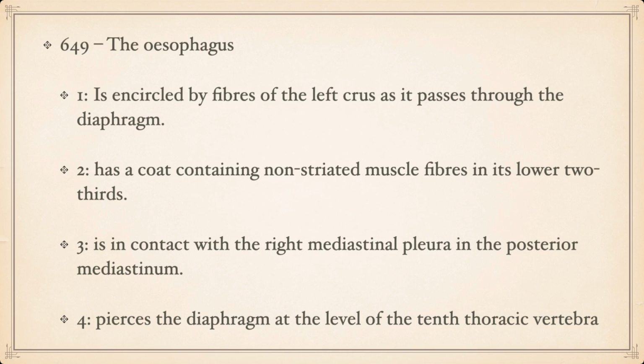3 is in contact with the right mediastinal pleura in the posterior mediastinum. Yes, it is. You can see the esophagus from the right. 4 pierces the diaphragm at the level of the 10th thoracic vertebra. Yes, it does, through the left and right crus as we discussed before.